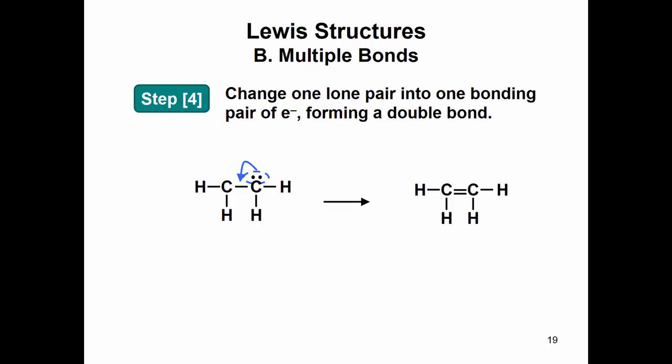Now, if we go around, we have 2, 4, 6, 8, 10, 12. We have 12 valence electrons represented. And carbon has 2, 4, 6, 8. And this carbon has 2, 4, 6, 8. Now they're sharing 4 electrons in a double bond.